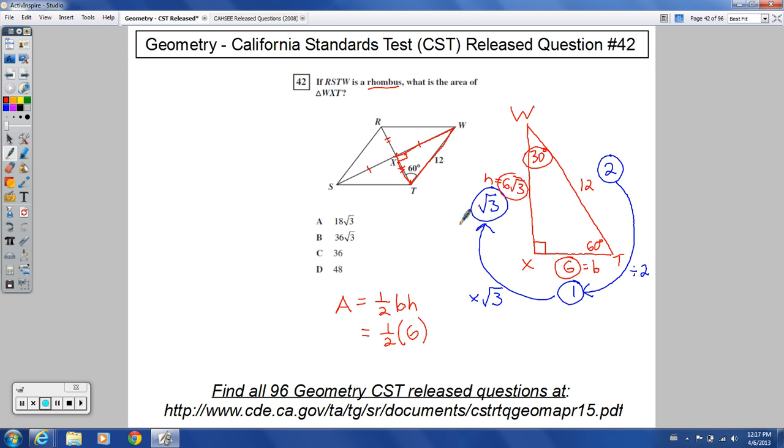So I need to use this for my height. 6 rad 3 is going to be right there. Half of 6 is 3, and then 3 times 6 rad 3 would be 18 rad 3. Our final answer for number 42 should be choice A.